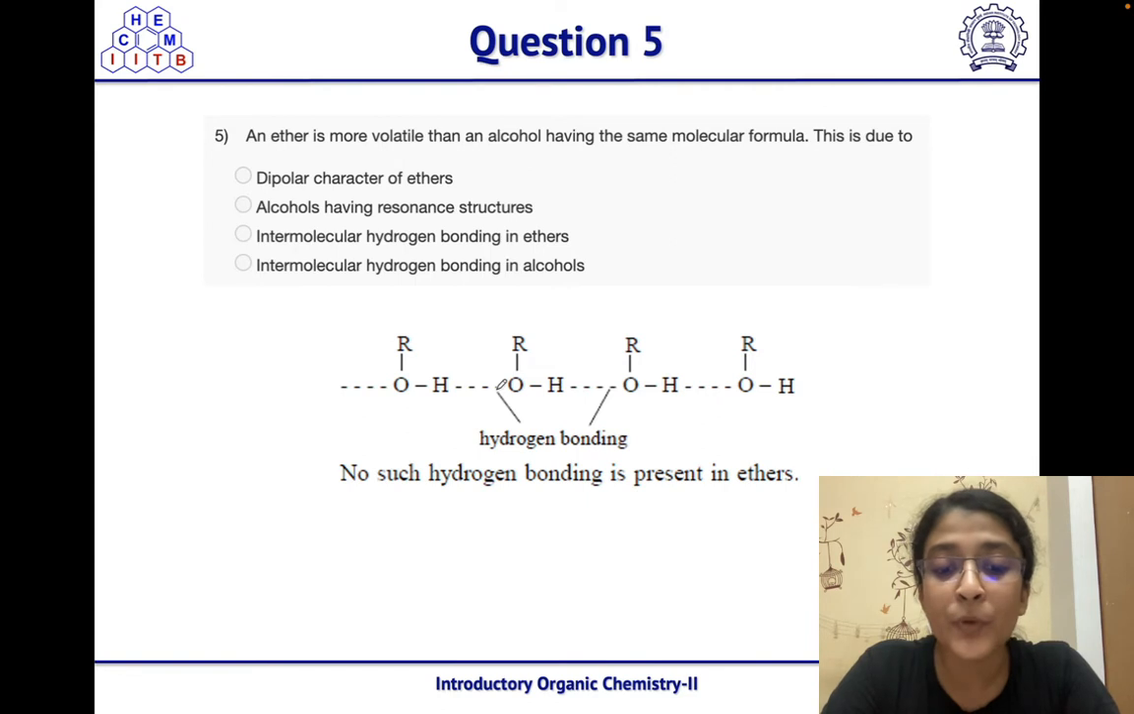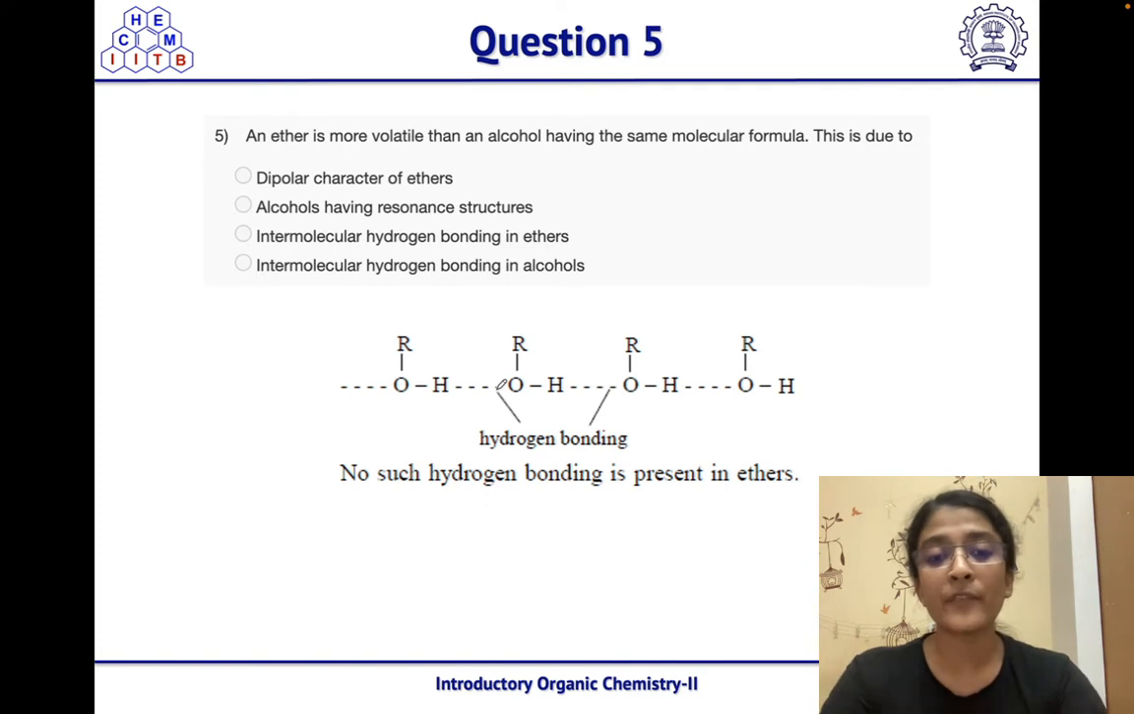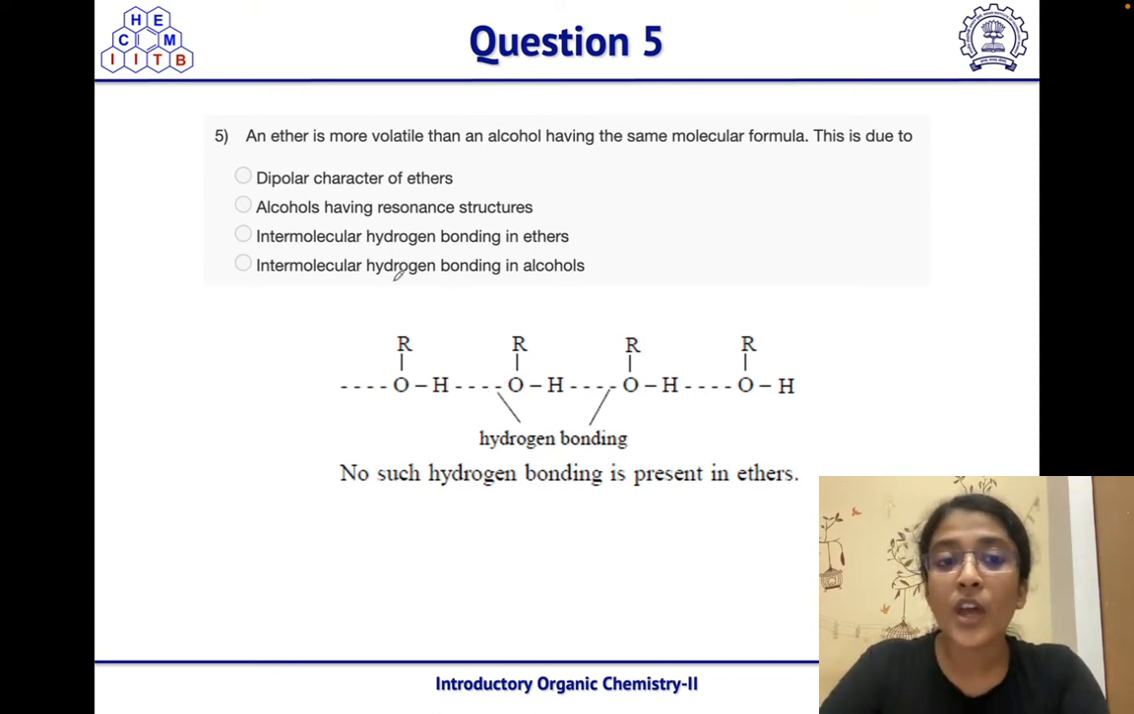If there is hydrogen bonding, it will hold these alcohol molecules together. But in case of ethers, there will be no hydrogen bonding, so these molecules will not be held together, and because of that they will be more volatile. Volatile means its boiling point will be less and it will easily evaporate. Clear, right? So, alcohols are having intermolecular hydrogen bonding, and because of that, alcohols are less volatile. Ethers are not having hydrogen bonding, and that is the reason why ether is more volatile than alcohol.